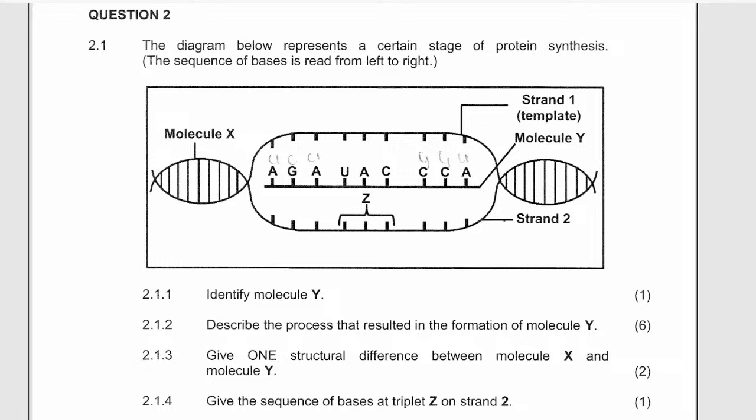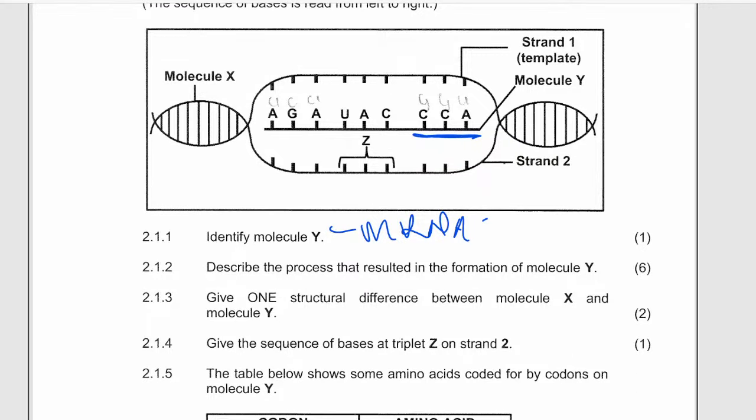Let's continue. Question number 2. Let's hunt for 50 marks again. Identify molecule Y. Molecule Y is this, which is the messenger RNA. If you wrote RNA, it's 0. It's supposed to be messenger RNA. Describe the process resulting in the formation of Y. You see, I told you yesterday that they're gonna ask you this. Describe the process which results in the formation of Y. You understand? Formation of Y.